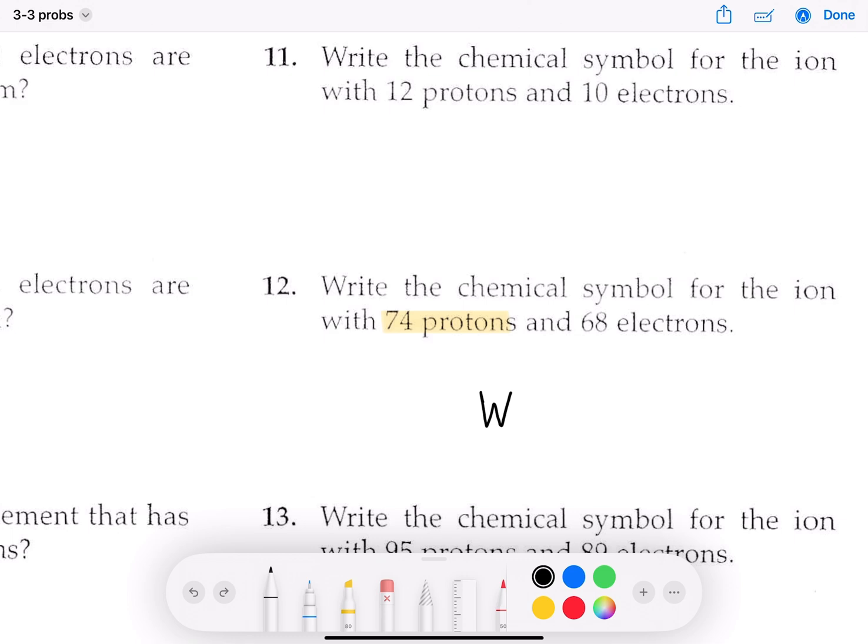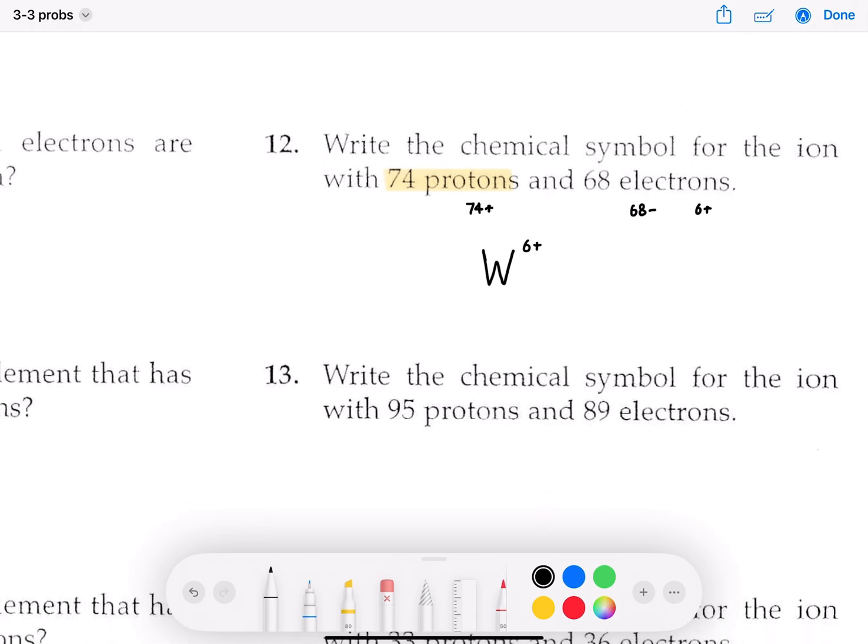That's basically saying that there are 74 positive charges, but 68 negative charges. You can see that it doesn't balance out, and there are actually more positive charges. So what we do in this case is essentially just add these two together. 74 minus 68 is what? 6, right? So that means there's a net positive 6 charge. So this would be the correct chemical symbol.